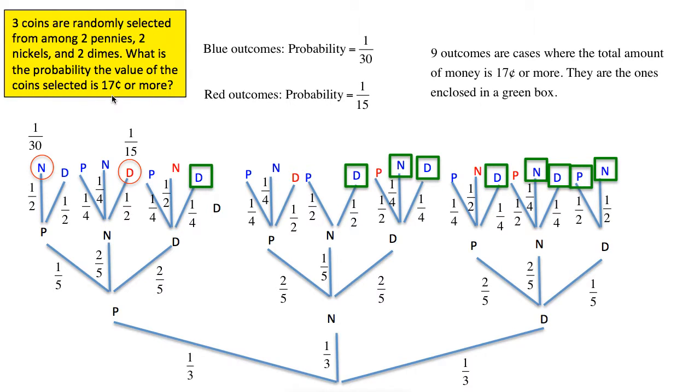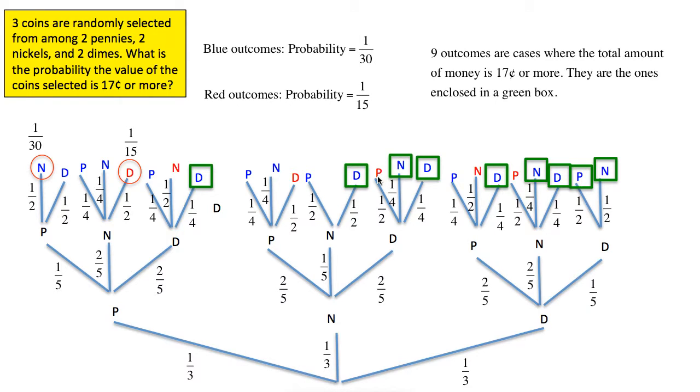Now remember that the original question posed was, what is the probability the value of the three coins selected is 17 cents or more? I have gone through and put a green box around all the outcomes where the total amount of money selected is 17 cents or more. So check each of those green boxes and verify that that's the case, and also verify with the other outcomes that that's not the case. For example, this outcome has a green box around it because you're getting a nickel, a dime, and a nickel, which is 20 cents, which is more than the 17 cents.